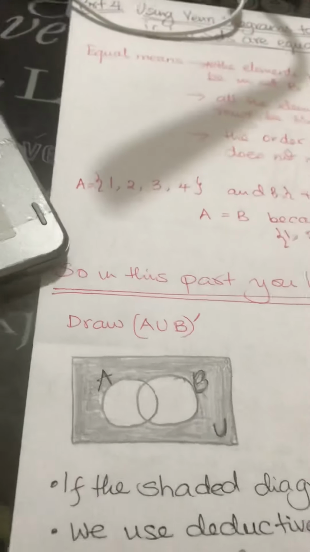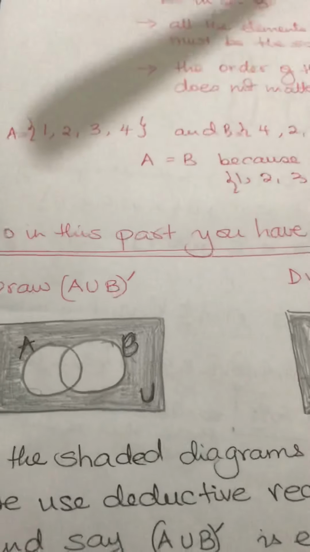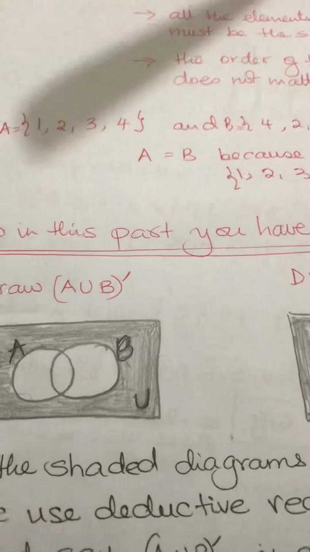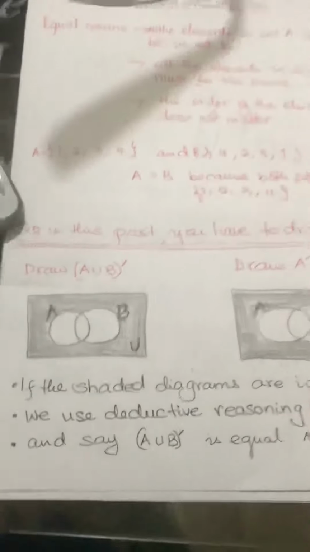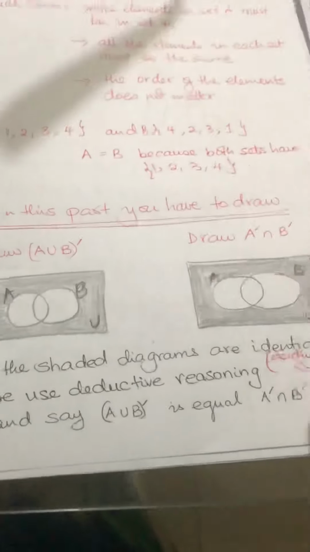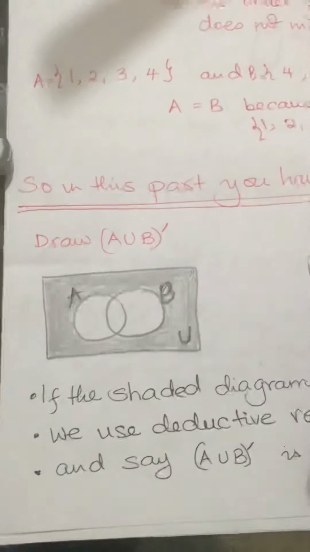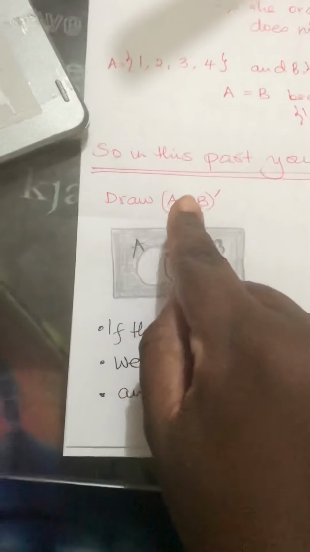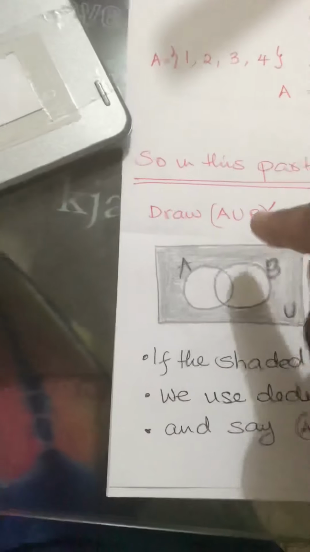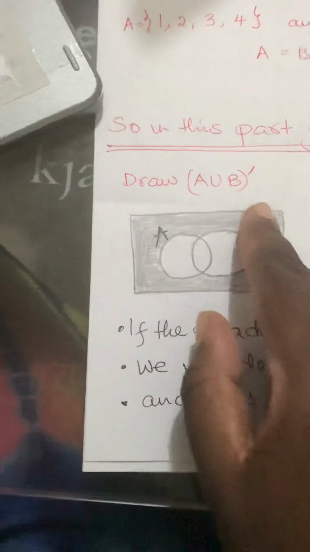So how do you determine from a drawing that you have equal sets? The picture must be the same. For you to be equal, the picture must look identical. So A union B complement. This is how you do it. That means whatever is in A and in B, you want what is not there. So what is not there is outside here, because you said complement.